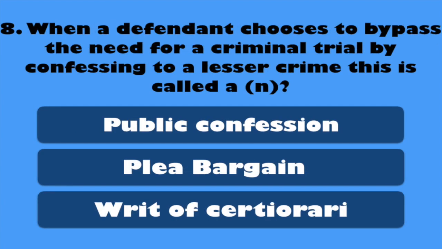Question number 8. When a defendant chooses to bypass the need for a criminal trial by confessing to a lesser crime, this is called a public confession, a plea bargain, a writ of certiorari. Believe it or not, in criminal cases, this happens over 95% of the time. I did it, but I confessed to a lesser crime. This is called a plea bargain.